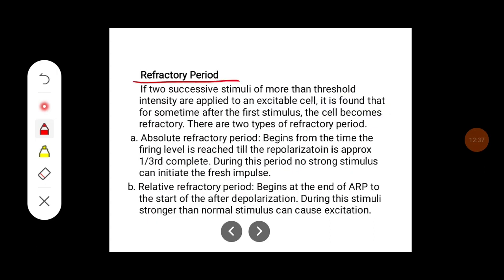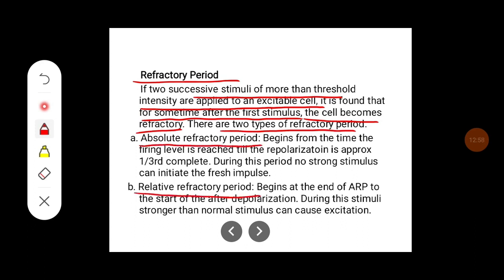Refractory period. If two successive stimuli of more than threshold intensity are applied to an excitable cell, it is found that for some time after the first stimulus, the cell becomes refractory. There are two types of refractory period, absolute refractory period and relative refractory period. Absolute refractory period begins from the time the firing level is reached till the repolarization is approximately 1/3 complete. During this period, no strong stimulus can initiate a fresh impulse.